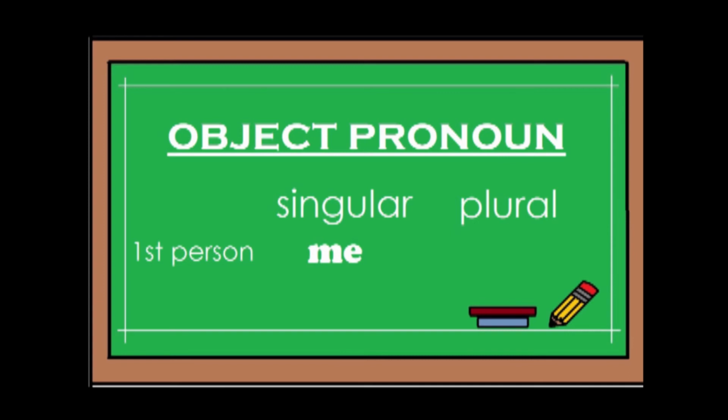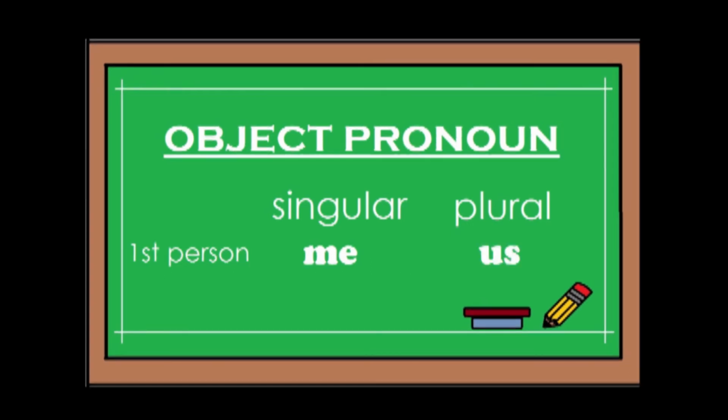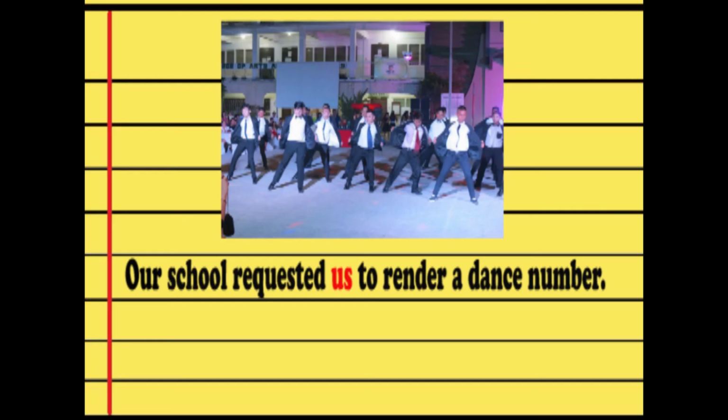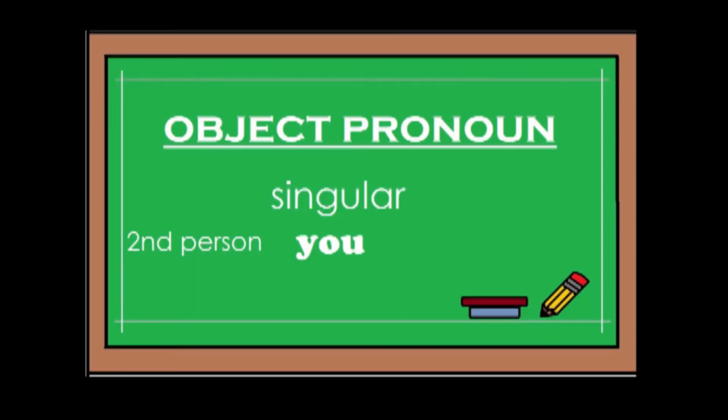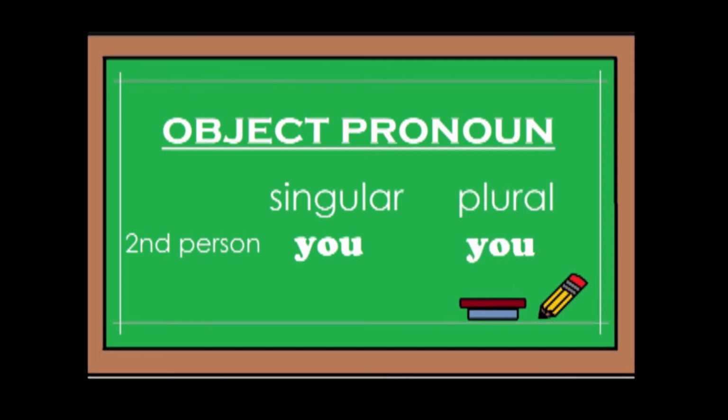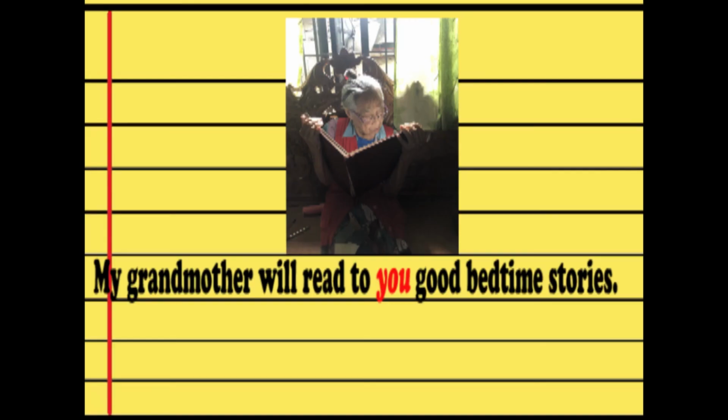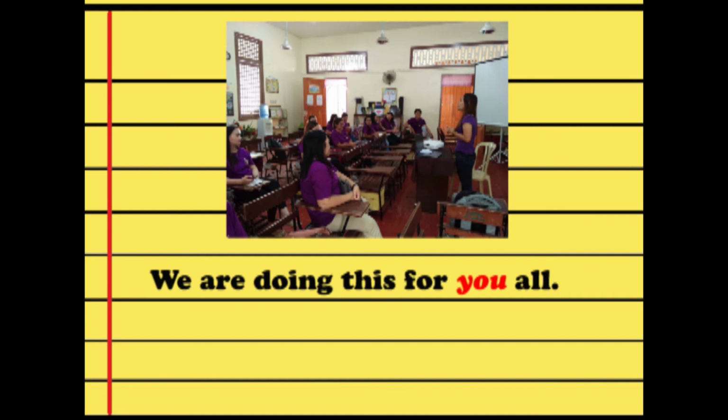The plural form of the first person object pronoun is us. For example, our school requested us to render a dance number. For the second person object pronoun, we are going to use you for singular and also you for plural. For example, my grandmother will read to you good bedtime stories. Another, we are doing this for you all.